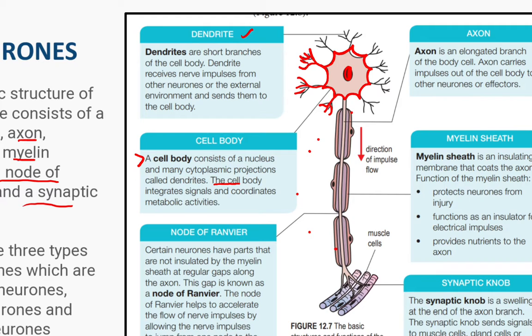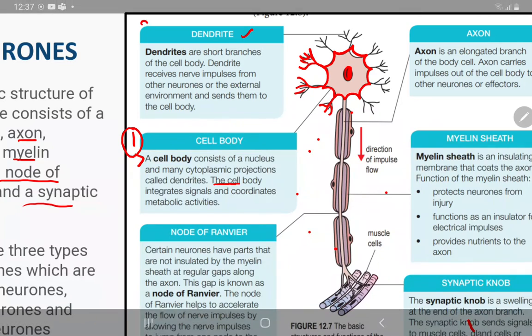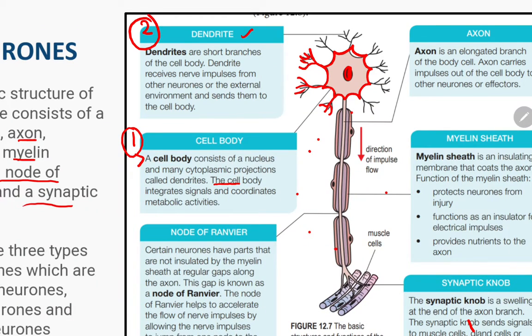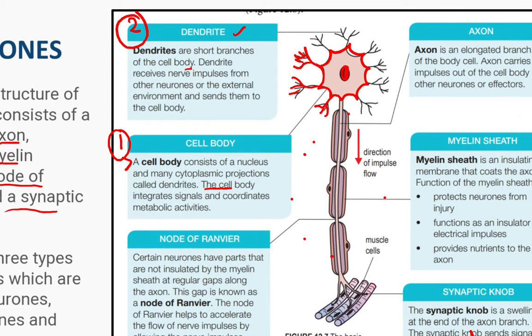Okay, the second part of the neuron structure, this is the first one, the second one is the dendrite. The one that branches out from the cell body just now. Dendrites are short branches of the cell body. Dendrites receive nerve impulses from other neurons or the external environment and send them to the cell body.